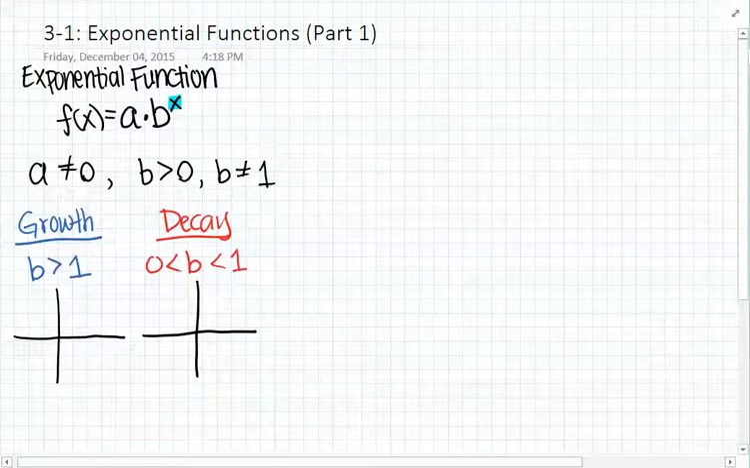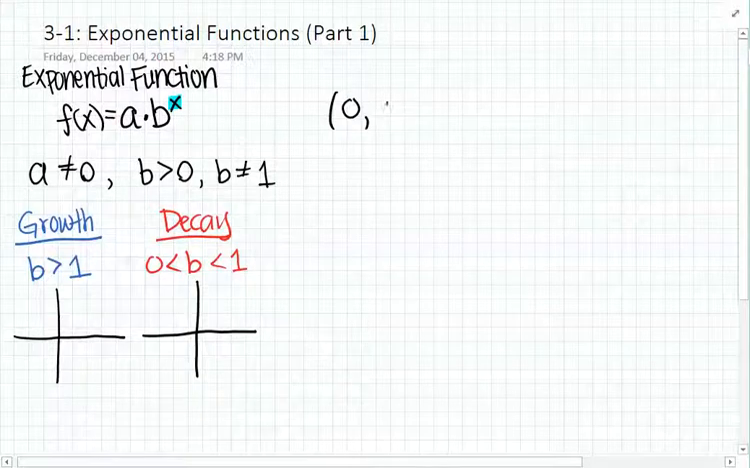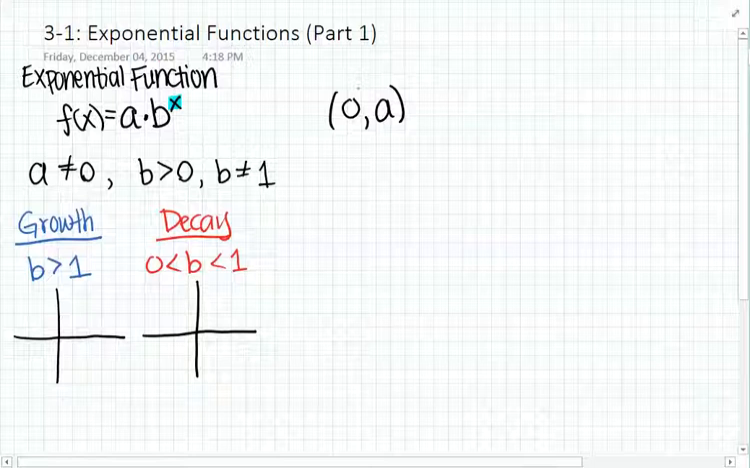And so I'm going to write that down as something we want to include in our notes here. There's a point, a very easy point. If we plug in 0, we will always get a, and that is because a times b to the 0 power will always be a times 1, which is just a.